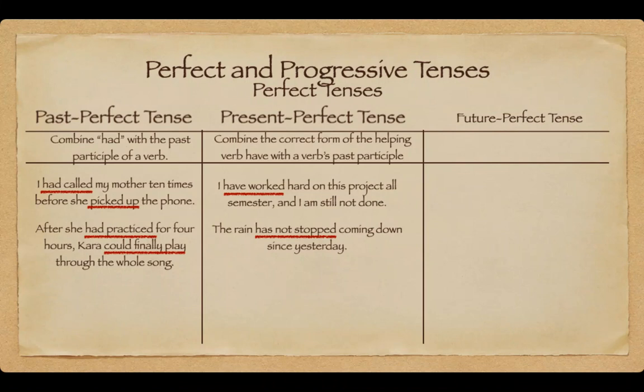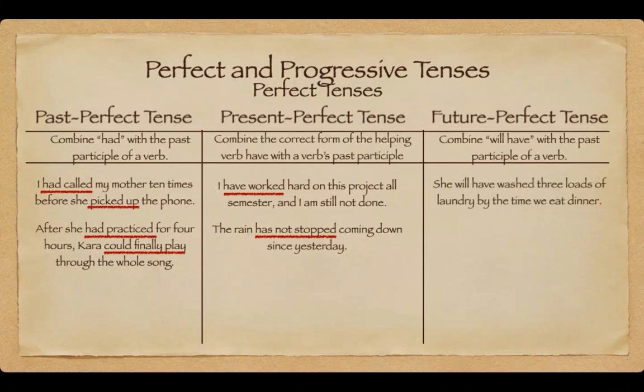Let's move on to future perfect tense. Future perfect tense indicates an action that will be completed before another future event. How is it formed? By combining will have with the past participle of a verb. She will have washed 3 loads of laundry by the time we eat dinner. In this first example, the main verb will have washed indicates that at dinner time, 3 loads of laundry will be finished.